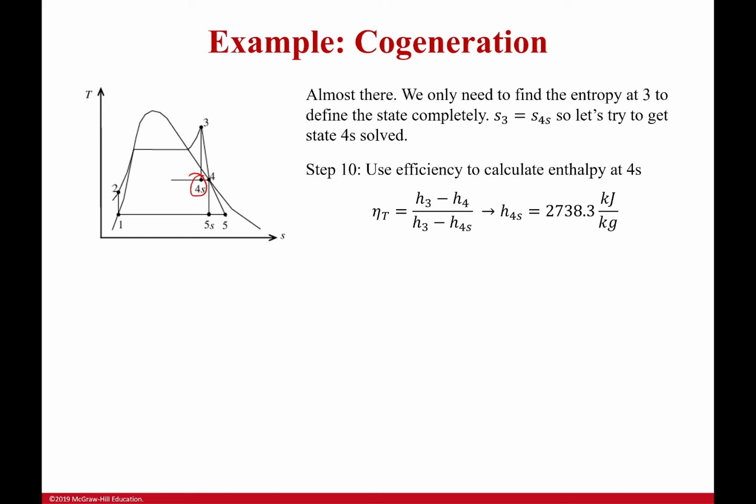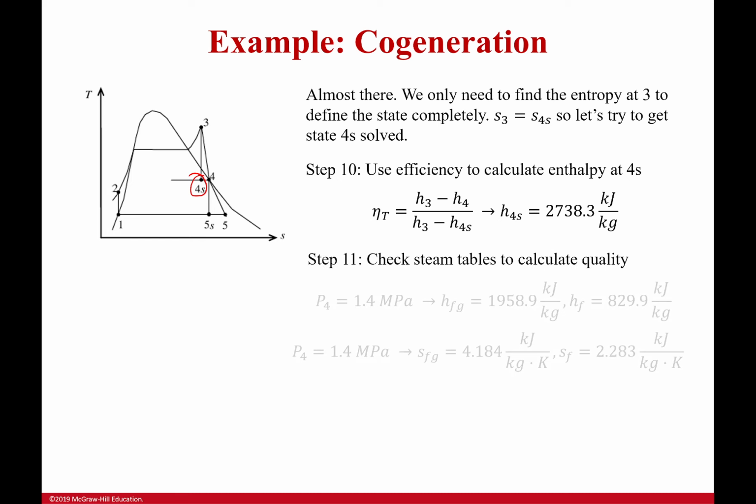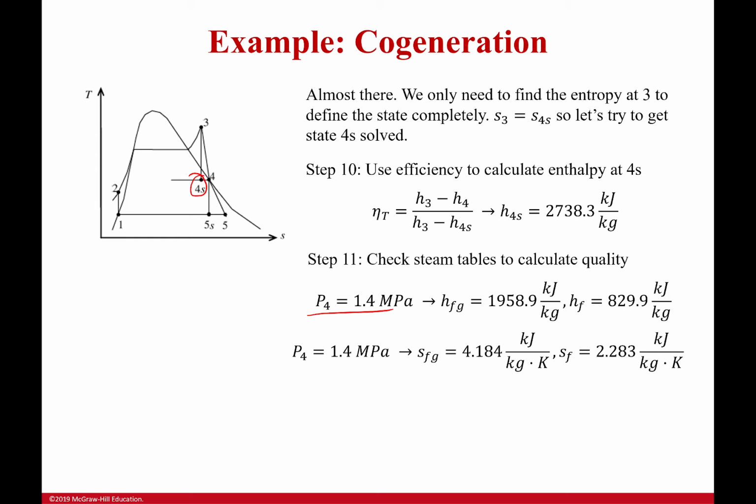If I know the enthalpy at state 4s, guess what? I can calculate my quality. I know what my pressure is at the end of that high pressure turbine, and I now know my entropy. I just needed one property, sorry, I needed my enthalpy, to figure out the quality. So I pull in all my properties like before, and this time, instead of calculating the enthalpy using my entropy, I'm calculating the entropy using my enthalpy. I can go either way.